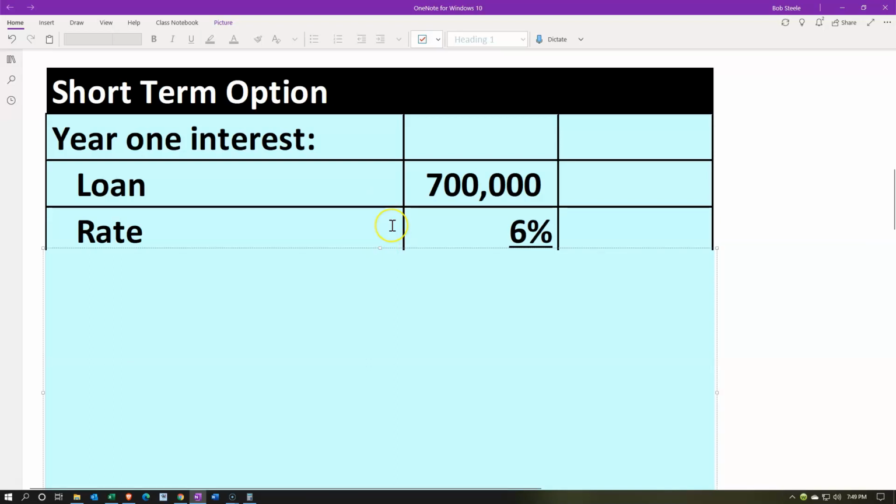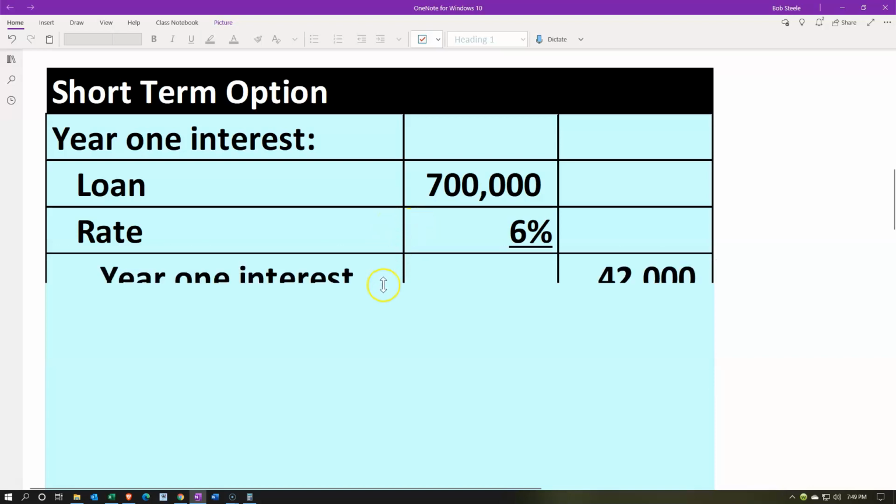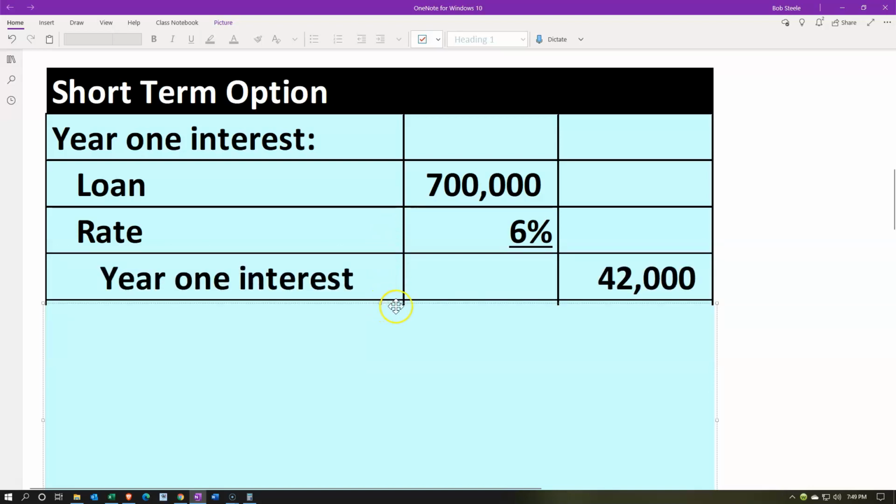So we have the loan up to $700,000 for the first year, 6%. That means that we're going to have the $42,000 on the interest for the first year that we'll have to pay back. Again, we're only going to be paying the interest, the $42,000. We're hoping that we can roll over the loan, and that might be a risk that we're taking, hoping that we can refinance the loan as needed at the end of the second year.